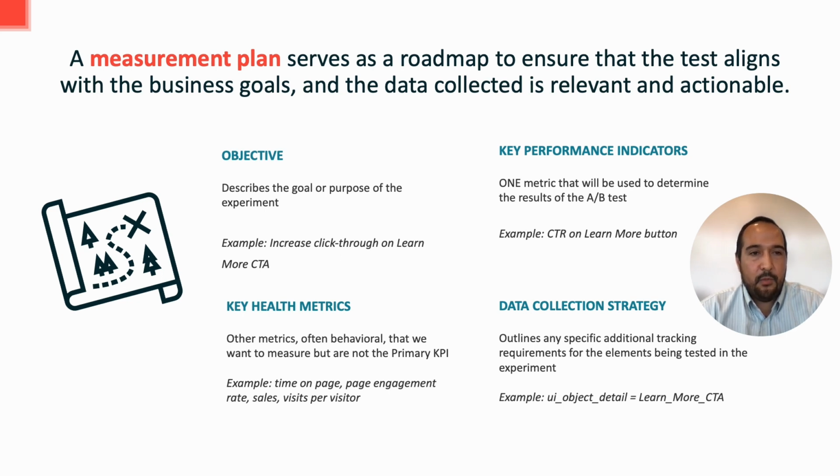An objective describes the goal or purpose of the experiment. An example of this would be perhaps we want to increase the click-through rate on a learn more button on a page call to action, CTA. Another portion of this would be a key performance indicator. One metric that would be used to determine the results of an A/B test would be perhaps the click-through rate on the learn more button CTA itself. Some of the key health metrics we may consider are time on page, page engagement, sales, or visits per visitor. In our data collection strategy, our example may be looking at particular properties that describe the elements that we want to track.